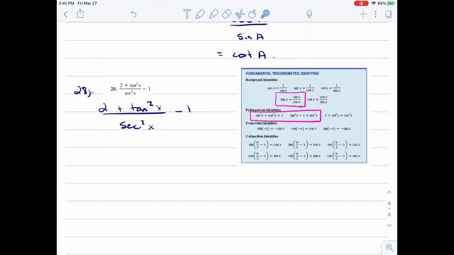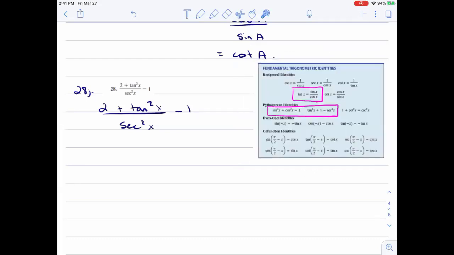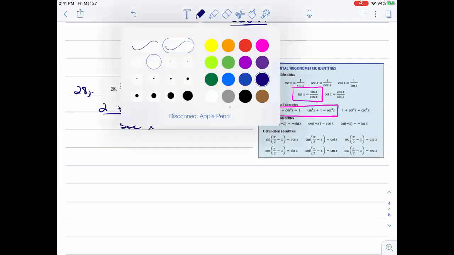Okay? It might take longer, but we could just replace the tan x with sine x over cos x, and same thing with the secant x, 1 over cosine, right? It just might take longer, but that's okay. Sometimes that's fine. Okay, so those are the go-tos. All right, so how do we want to approach this thing? I think maybe what I should do is rewrite this -1 as something over secant squared.